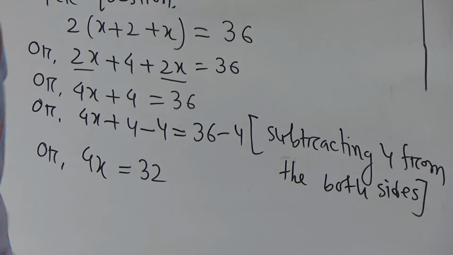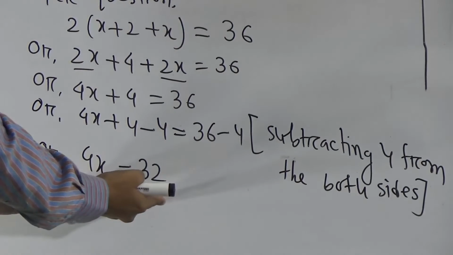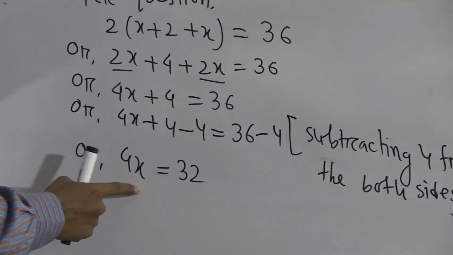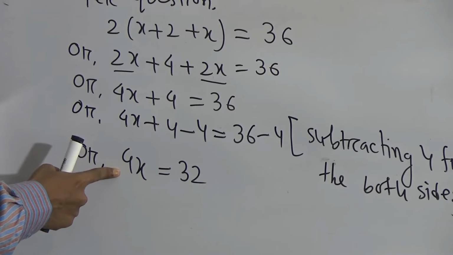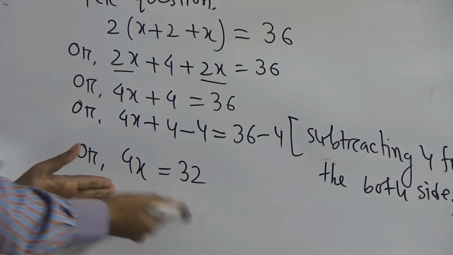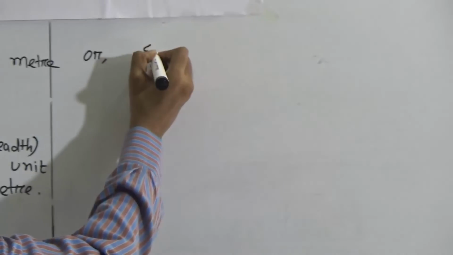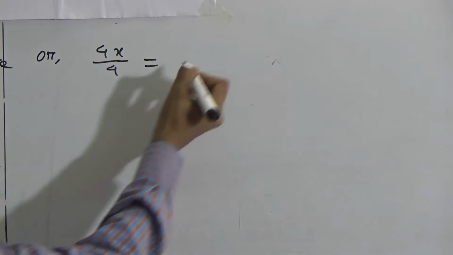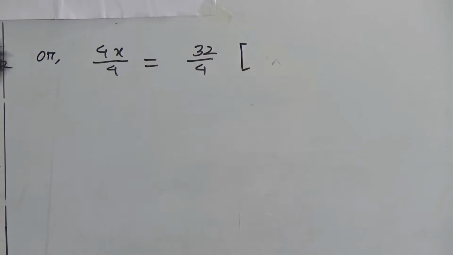Now we have to go here. Look, we have got 4x equal to 32. Now you see here x is the variable and 4 is the coefficient. So you have to divide both sides by 4. Or we write 4x by 4 equal to 32 by 4.